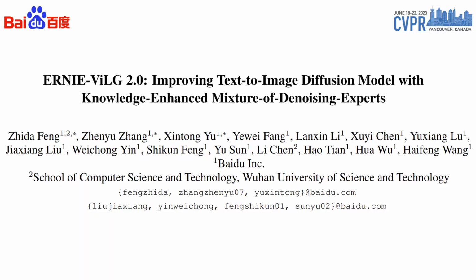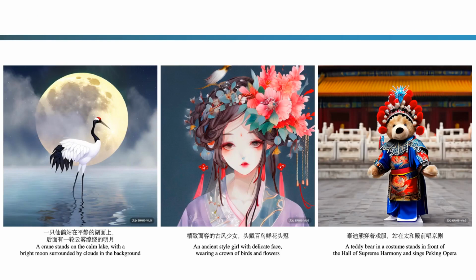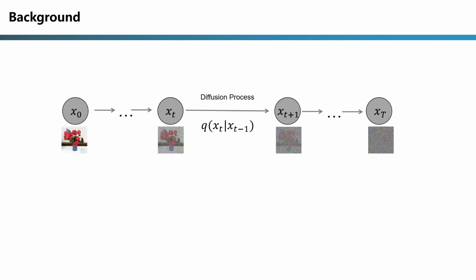We present ERNIE-ViLG 2.0, an enhanced text-to-image diffusion model that leverages knowledge-enhanced mixture of denoising experts to improve the quality of generated images. Denoising diffusion probabilistic models are score-based generative models that have been successful in text-to-image generation. DDPM utilizes a diffusion process where Gaussian noise is iteratively added to an initial data sample, gradually transforming it into an isotropic Gaussian distribution. The denoising process aims to reverse this diffusion and restore the original data distribution.